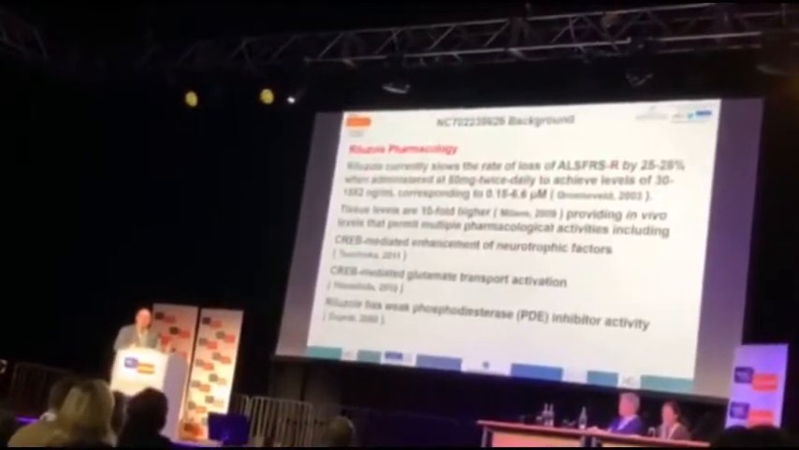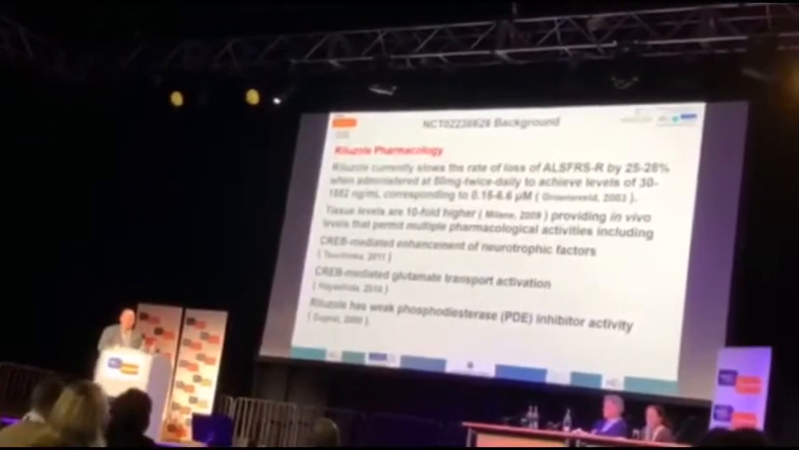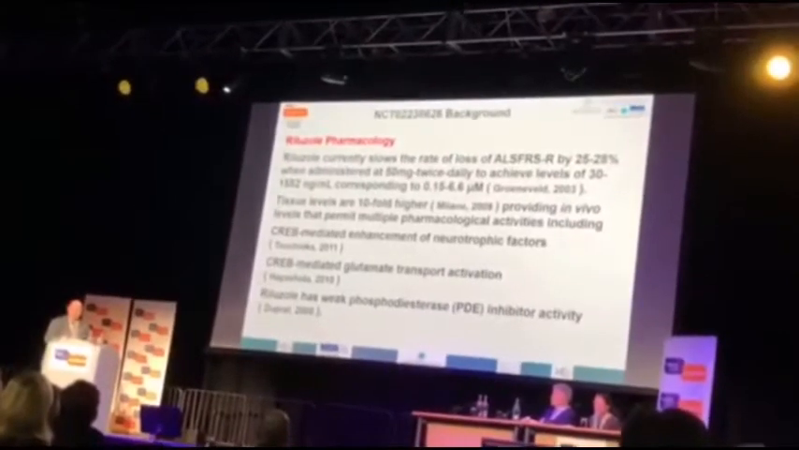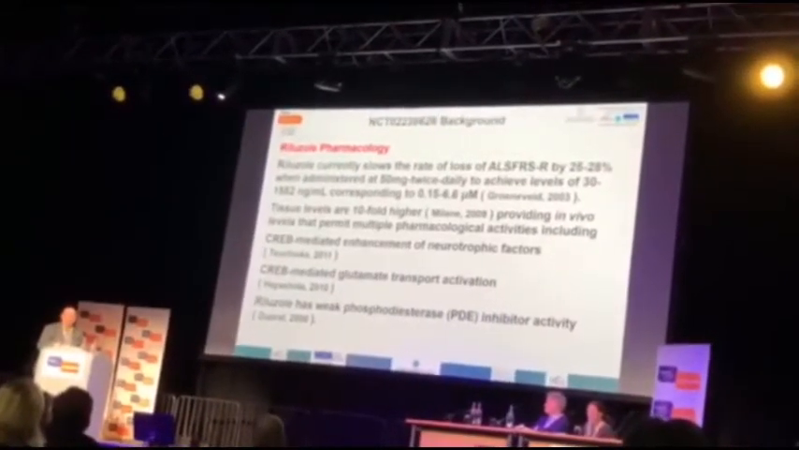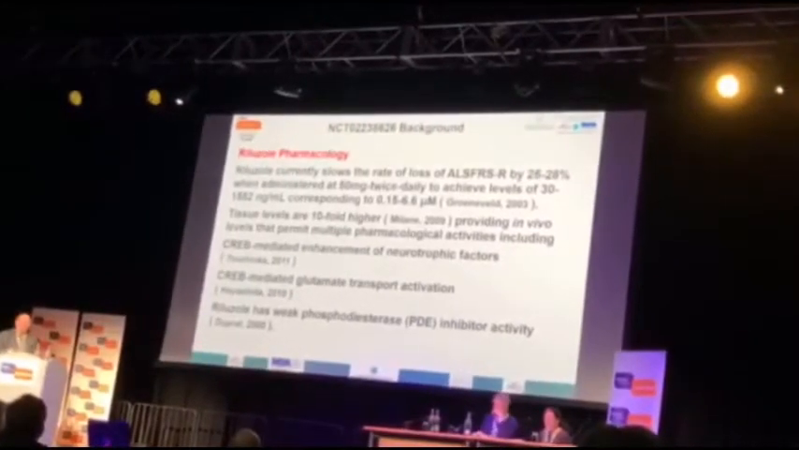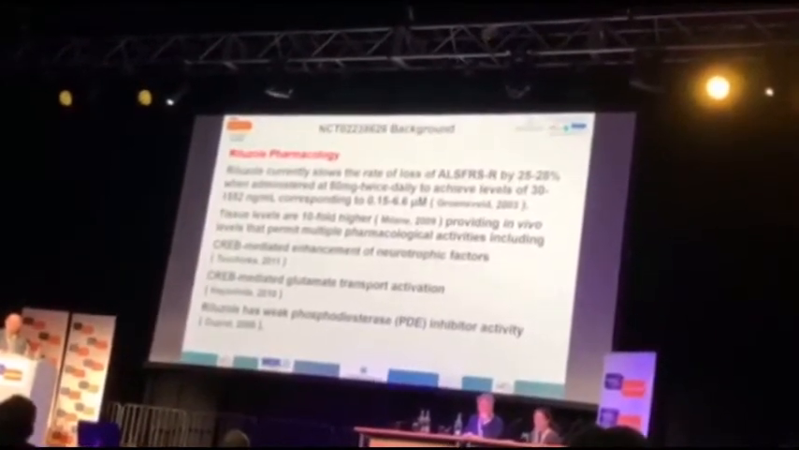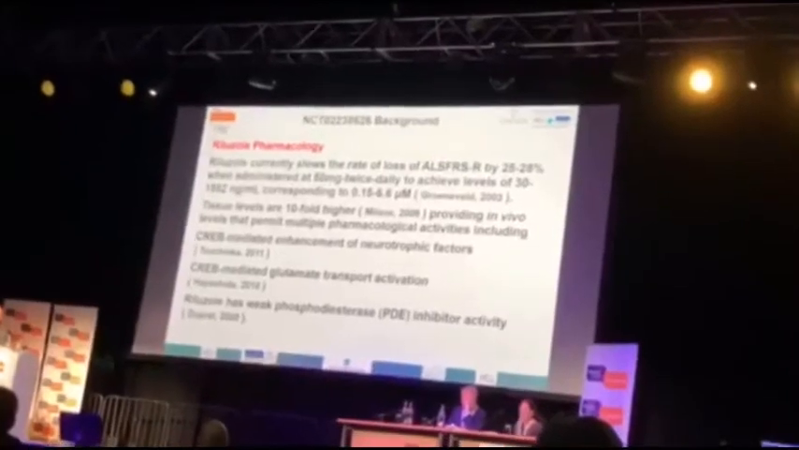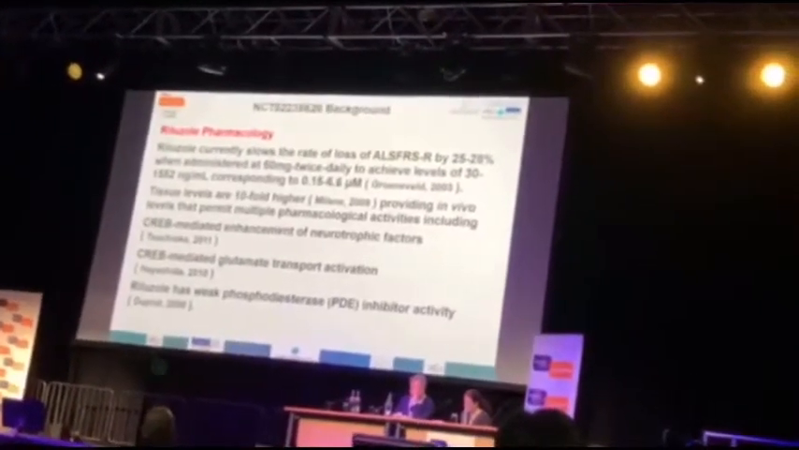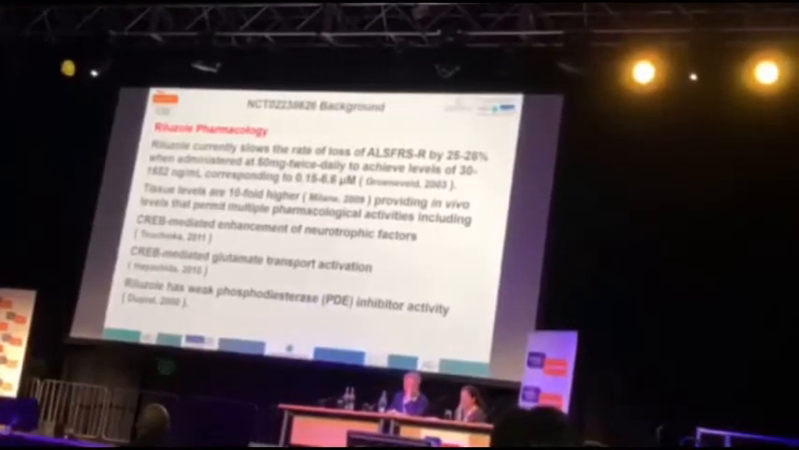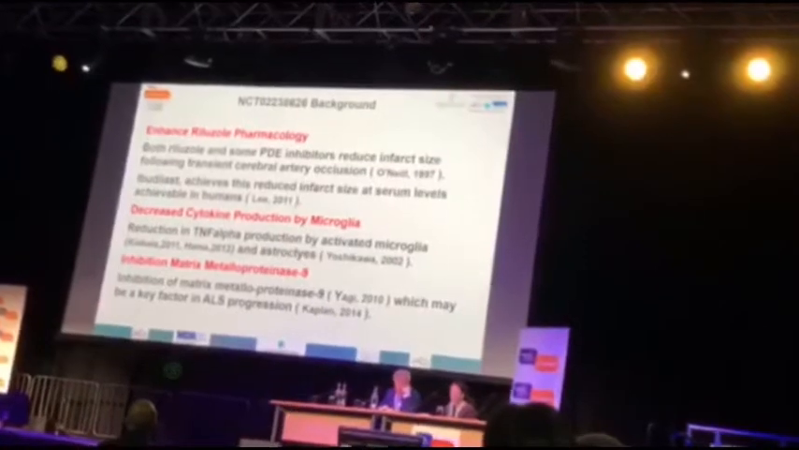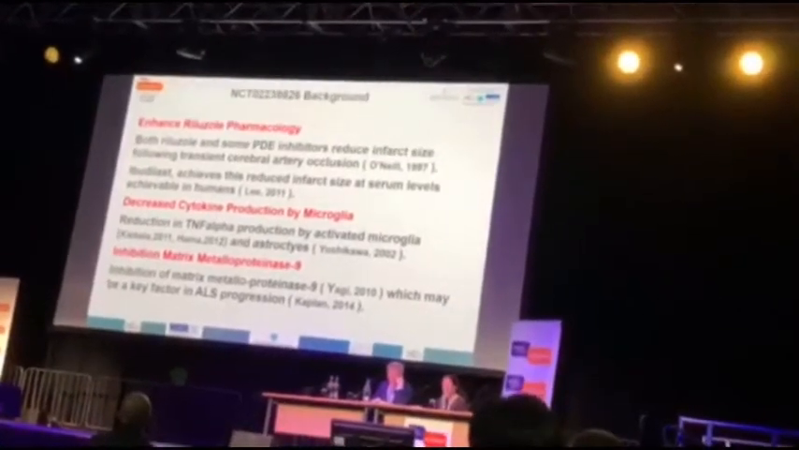What about the pharmacology? Riluzole currently slows the rate of loss of ALS-FRS-R by 25 to 28%. And we want to see if we can enhance that. Riluzole pharmacologies, there are multiple ones. There's the effect on glutamate release. There's a glutamate transporter activation. Riluzole has weak phosphodiesterase activity, which is similar to what we're looking at with ibudilast. We want to see if we can enhance the riluzole pharmacology.